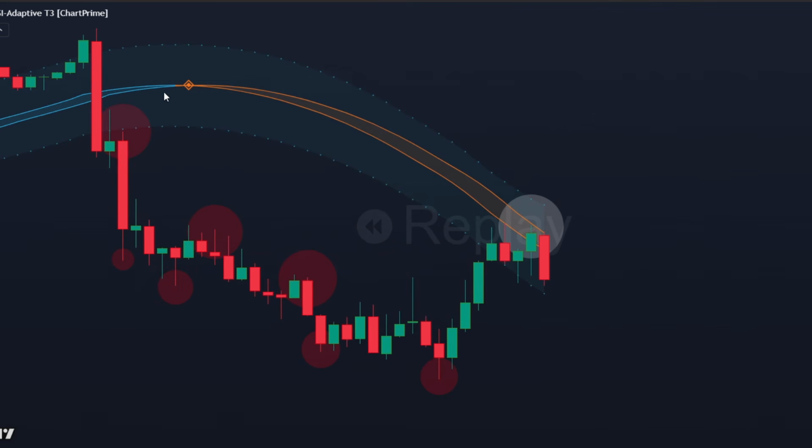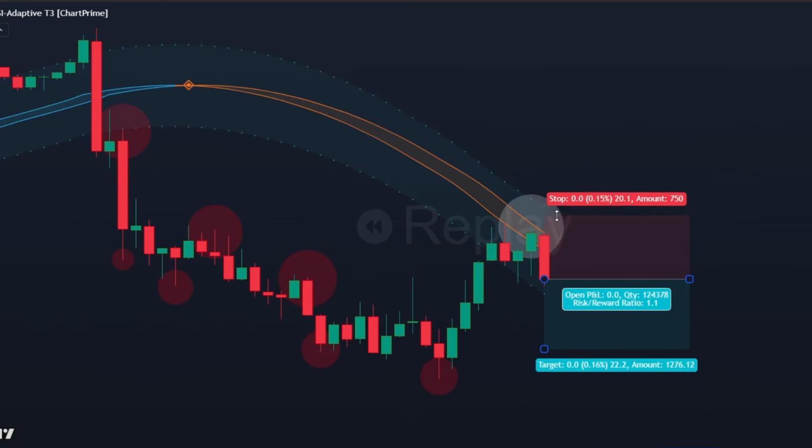For a bearish setup, it's the exact opposite. Wait for the T3 to turn orange in color. Price should be showing lower highs and lower lows, and ideally a pullback to the T3 line acting as resistance. That's where you could look for a sell trade opportunity.